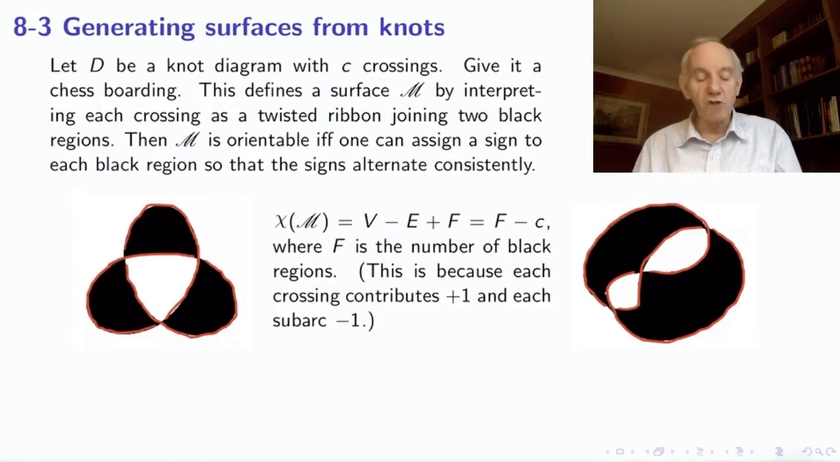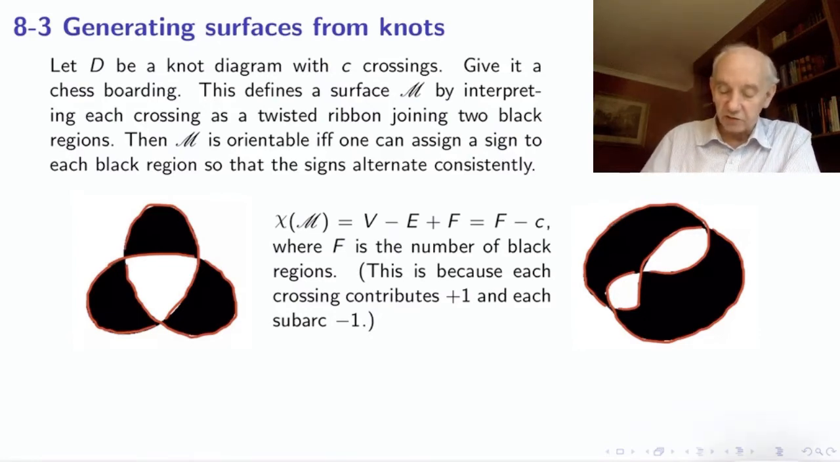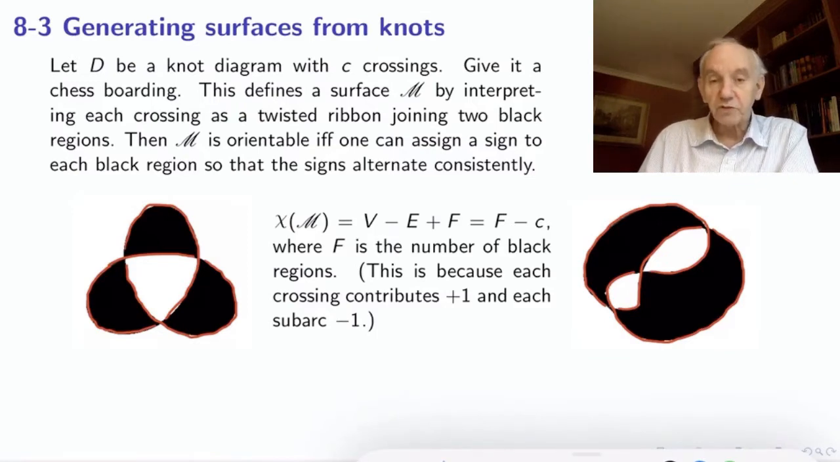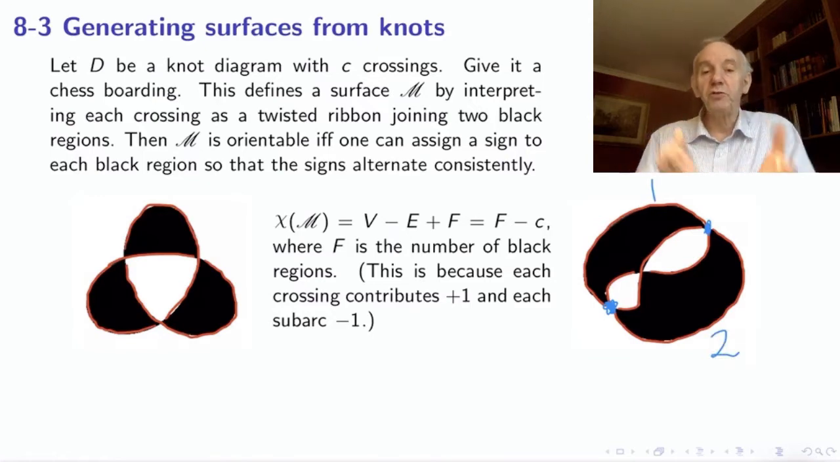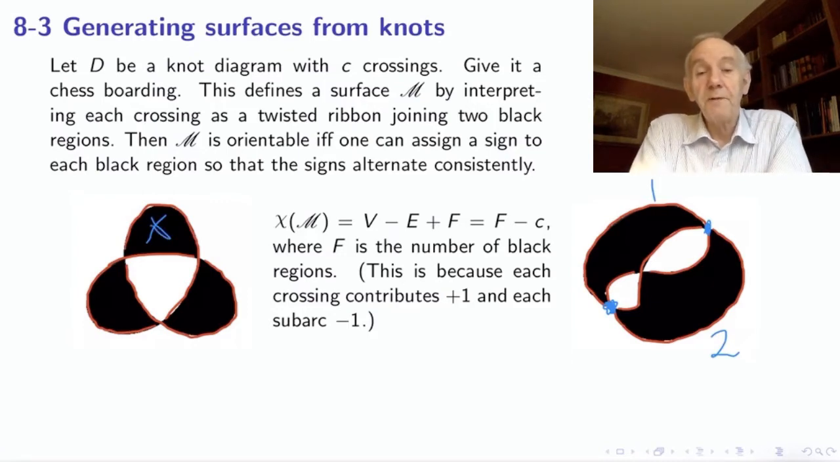So you see on the right-hand side, the outside region just has, essentially, two sort of sub-arcs around the outside, one here and one there. So the outside region is just really a 2-gon, and you can think of it as corresponding to one of these regions here on the left-hand side.